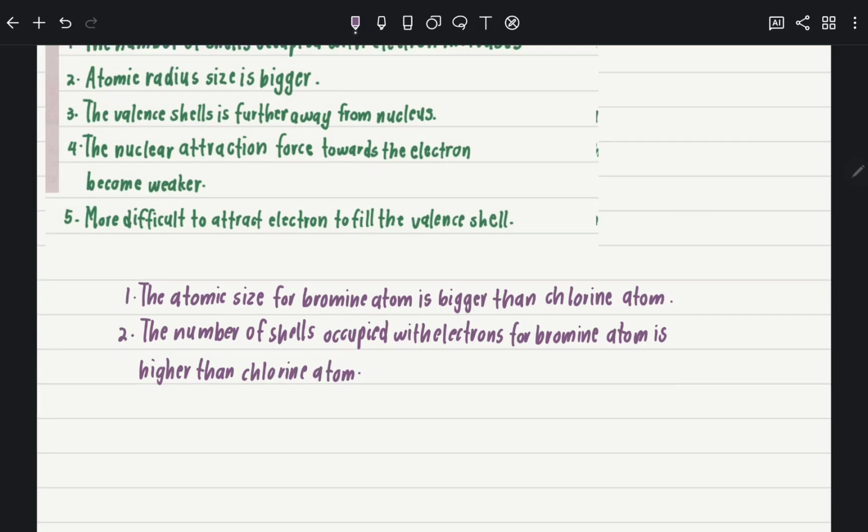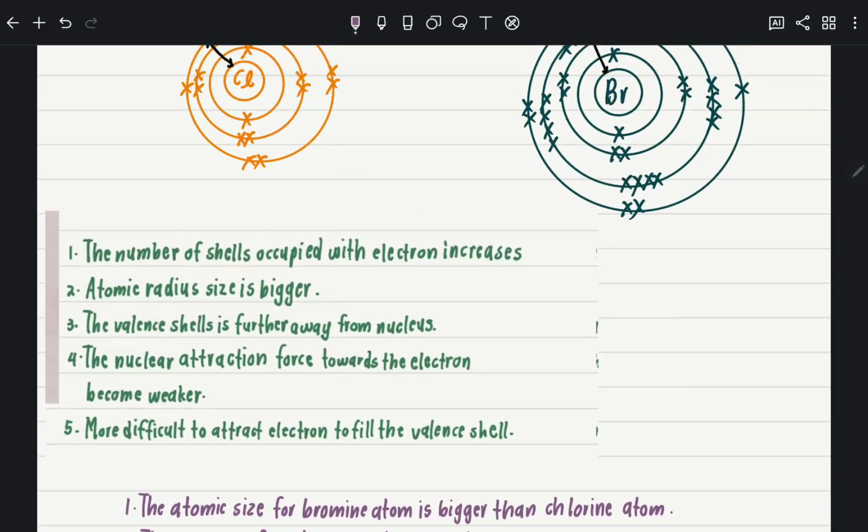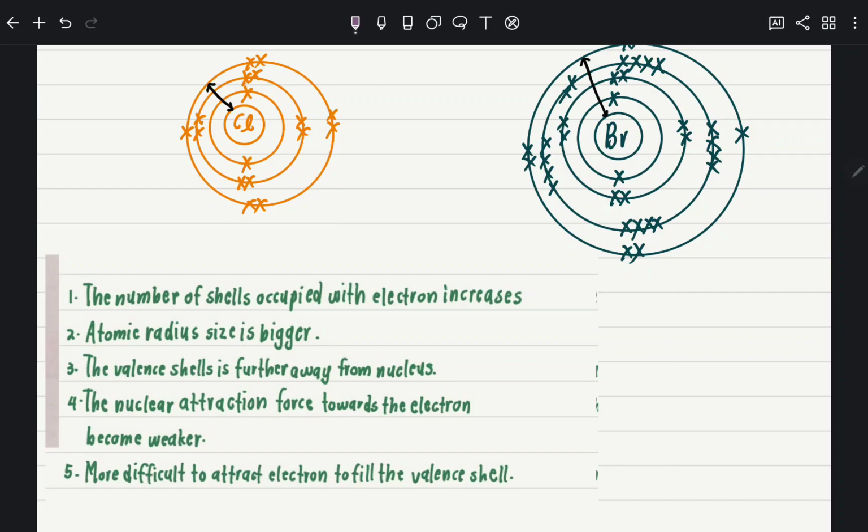Okay, so you compare the number of shells. After that, atomic radius. So for atomic radius, which one is bigger, chlorine or bromine? Come again. Yes, bromine. Why? You can see by your eyes, right? How do I do atomic radius? This is the way to do atomic radius.